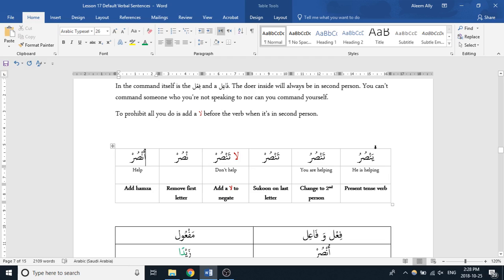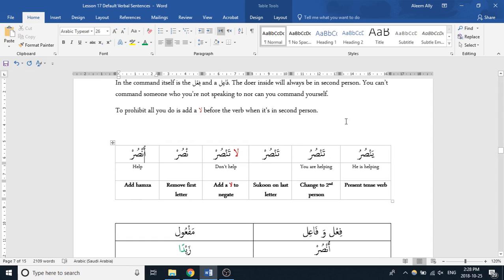So that's just a quick review of how to take a present tense verb and change it into a command. For karuma and nasara, it takes a dhamma. For aslama, yuslimu, it takes a fatha. And for all the other ones, where you're left with a case where the first letter has a sukun and the last letter has a sukun, they all become kasra. So daraba yadribu would be idrib, hit. Fataha yaftahu would be iftah, which means open, like the command of opening. So that's just a quick little review on how to change present tense verbs into commands.